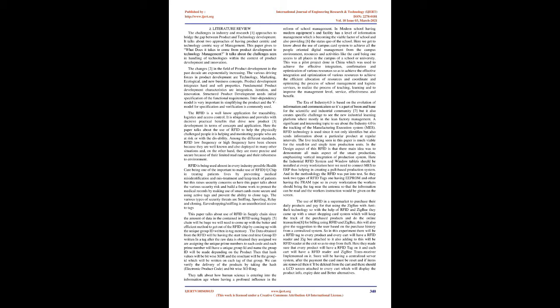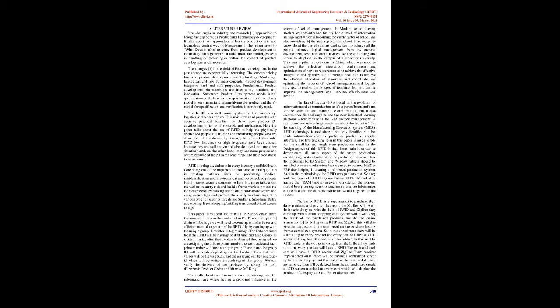This paper talks about the use of RFID in supply chain, since the amount of data contained in RFID used in the supply chain will be huge. We will need to come up with a better and efficient method to get data out of the RFID chip by coming up with a unique group ID written in tag memory. The data obtained from the RFID will have the start time, end time, and group ID written in a tag. After the raw data is obtained, we assign unique prime numbers to each code, and each prime number will have a unique group ID and name.